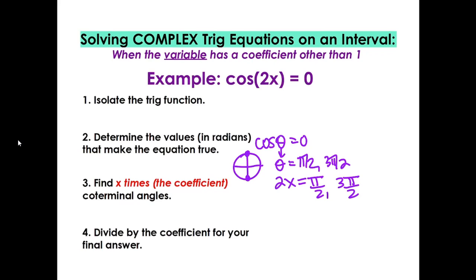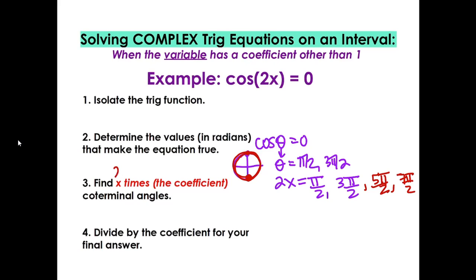And we want to find the coefficient times the coterminal angles. What that means is I'm just going to keep adding solutions. If I start here and go around 2 pi, I can add to get 5 pi over 2. And then I can do the same thing here: I can go around 2 pi and get 7 pi over 2. And that gets me double the amount of solutions that I already had. So that's what that means.